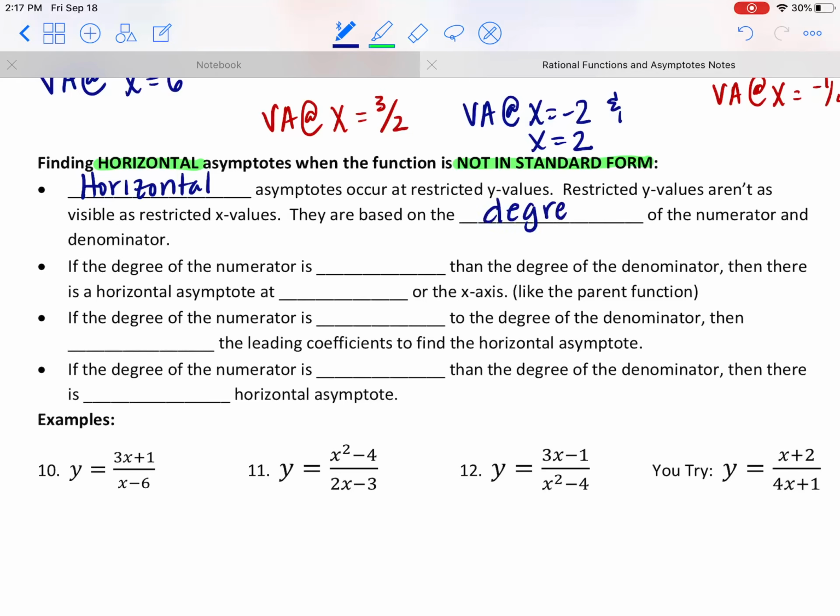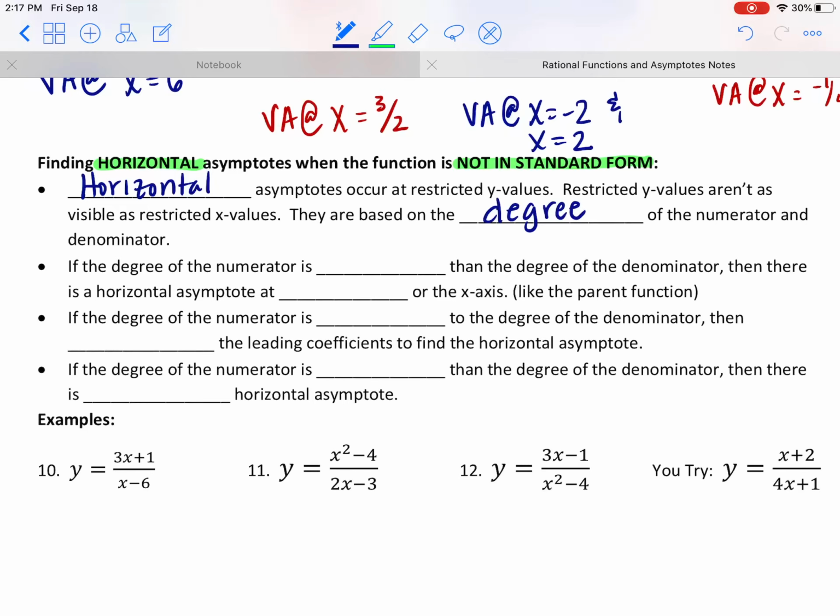What they're based on is the degree of our numerator versus the degree of our denominator. So we have to find the degree of the top and bottom of the fraction and make a comparison. Now what's going to happen when we compare two numbers? Because the degree from the top is going to be a number and the degree from the bottom is going to be a number. Well, either the two numbers are the same, or the first number is bigger, or the second number is bigger, right? Those are the three options.